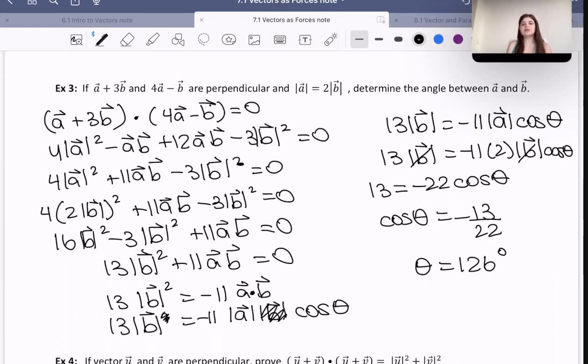So let's review how we did that. We recognized that some combinations were perpendicular, so their dot product would be 0. And we used that information to figure out the angle between A and B themselves, specifically by finding the cosine value when we had our magnitude A and B. So that's how we solve for that one.